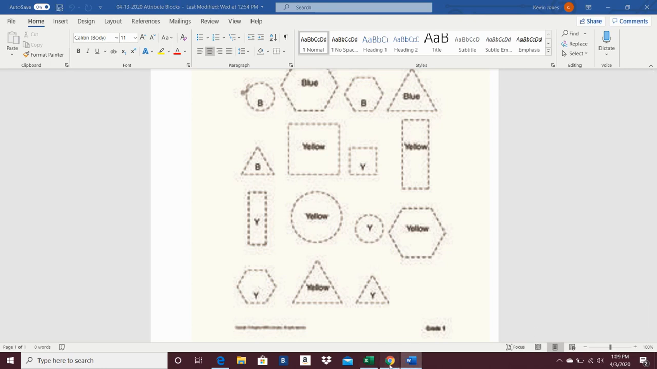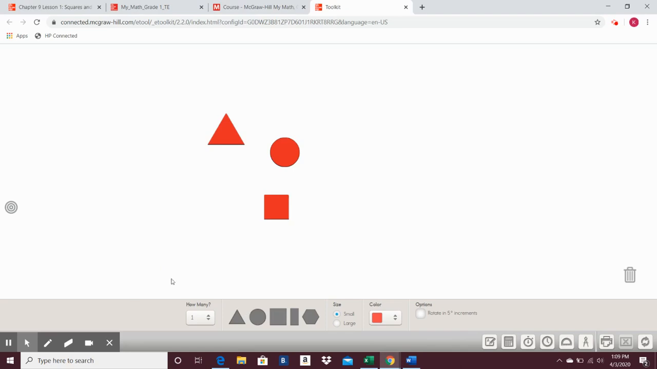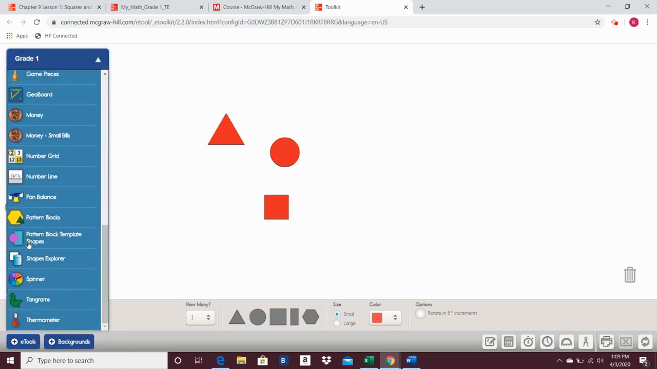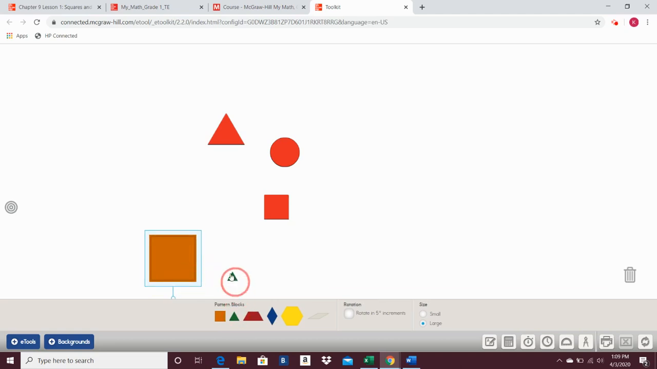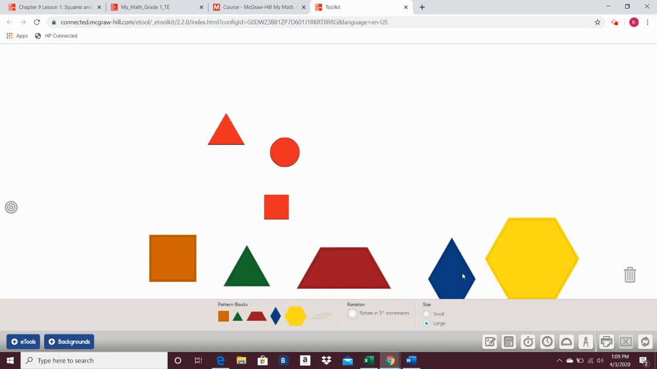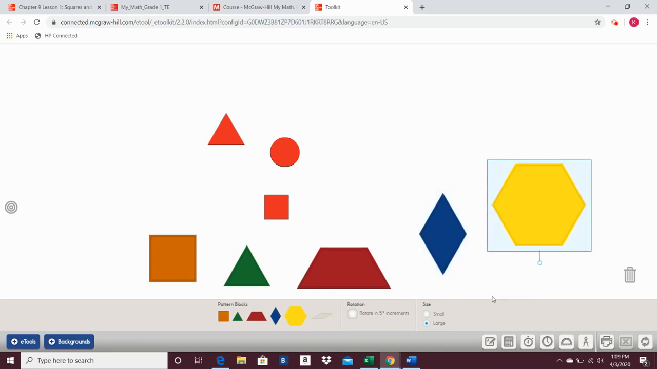If you don't have access to a printer or your parents aren't able to do that, you can use the pattern blocks. Now let me show you what pattern blocks look like. They're a little bit different. And they look like this. Okay, these are the ones that we sent home for you before you were no longer allowed to go to school to pick up work. You can color them according to these colors and cut them out to use for this lesson also.